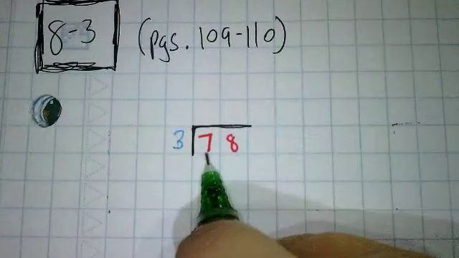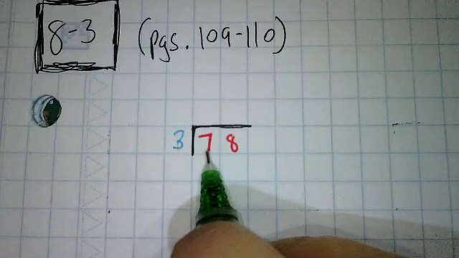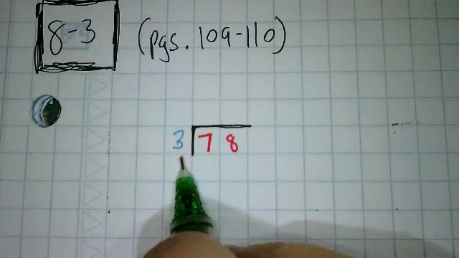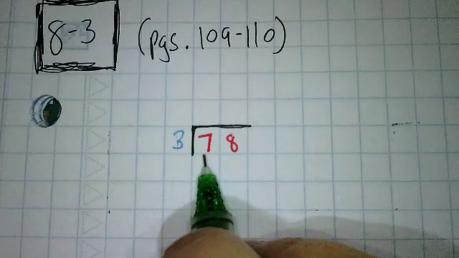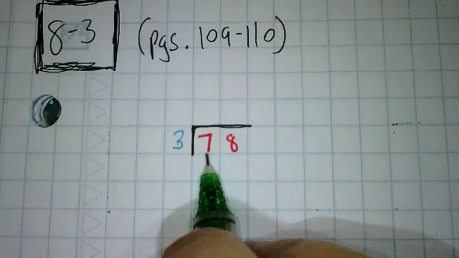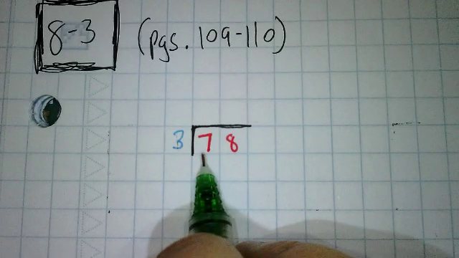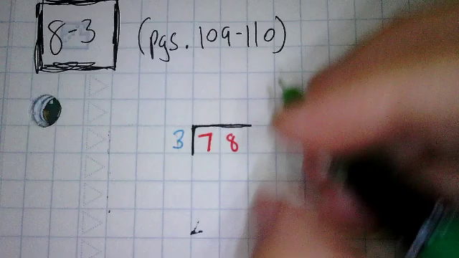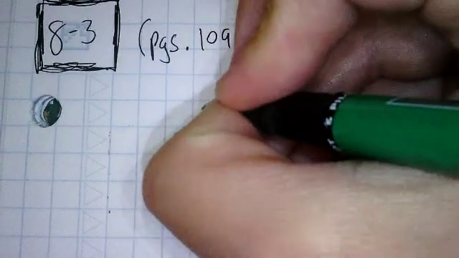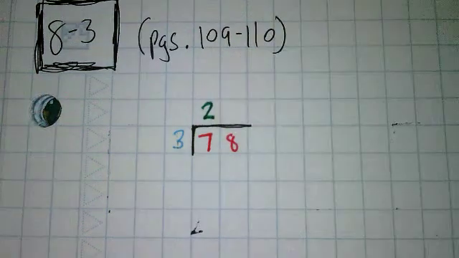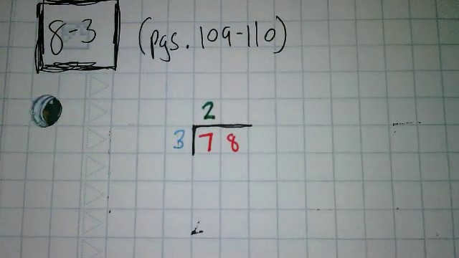What number do I have in the tens place here? 7. So I can start by just figuring out how many times 3 goes into 7. Can someone tell me how many times 3 goes into 7 without going over? Hazel? 2. Hazel says 2 times. Do we agree? Okay, so I'm going to write my 2 above the 7 because 3 goes into 7 2 times. You with me?